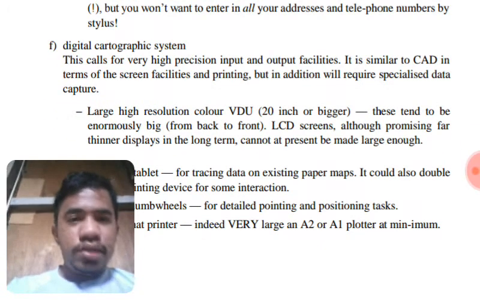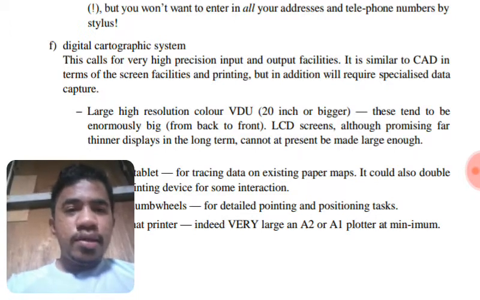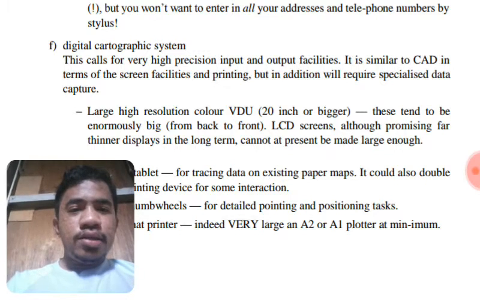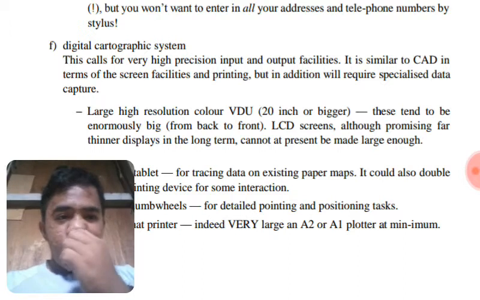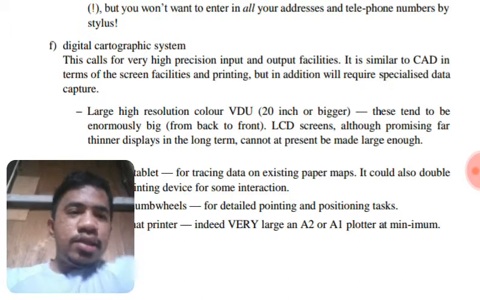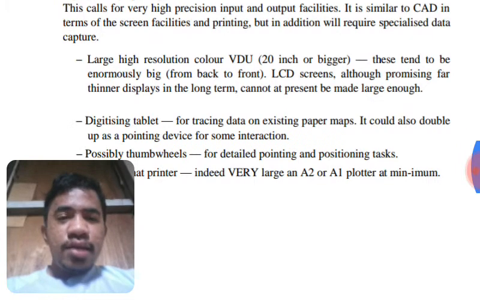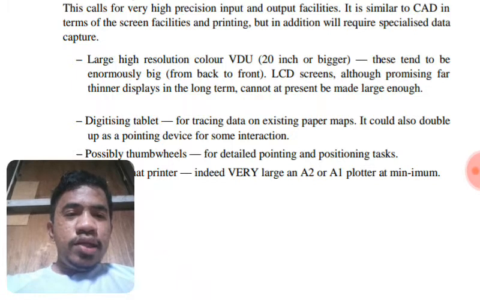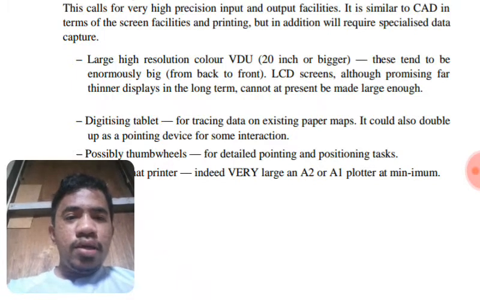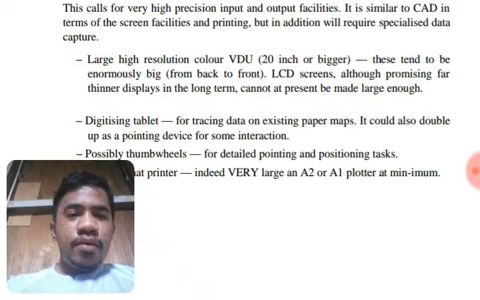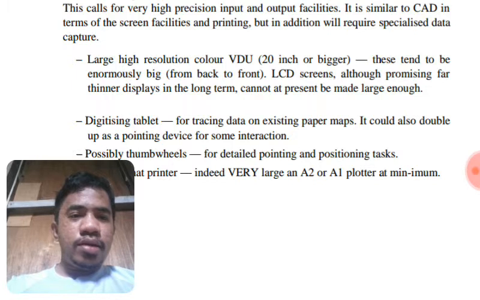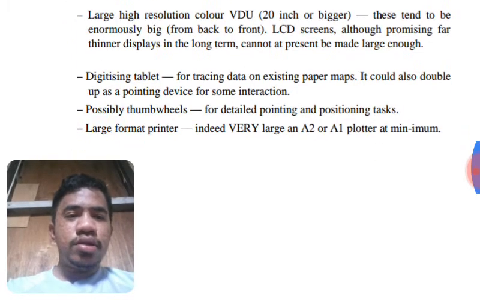F. Digital cartography system. This calls for very high precision input and output facilities. It is similar to CAD in terms of the screen facilities and printing, but in addition will require specialist data capture. Large, high-resolution color video, 20-inch or bigger. These tend to be enormously big from back to front. LCD screens, although promising a thinner display in the long term, cannot at present be made large enough.